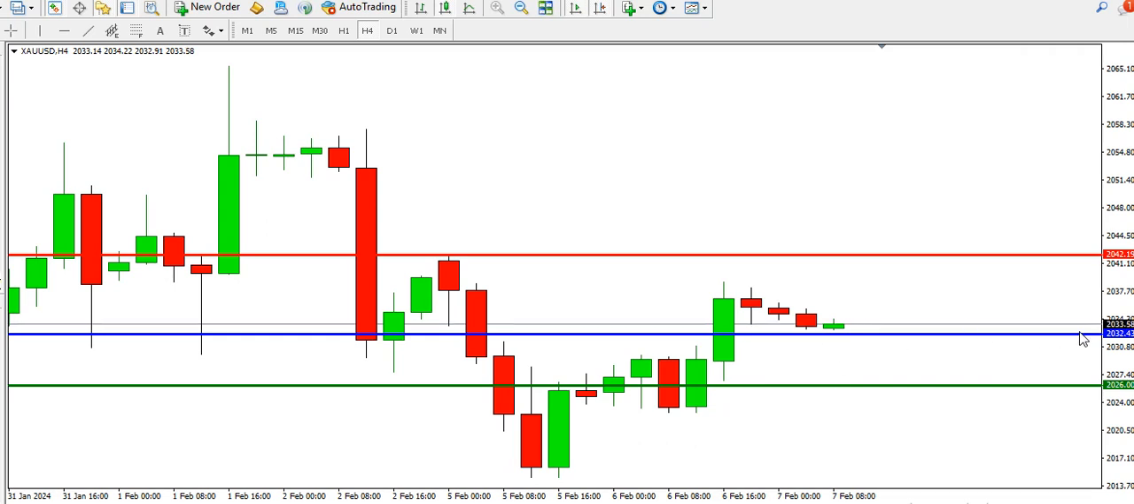As soon as we have a break below the pivot line, which is 2032, we might see price dropping towards 2026.